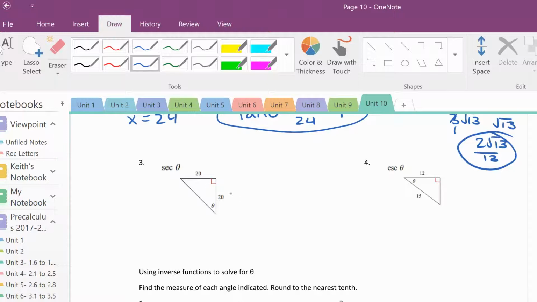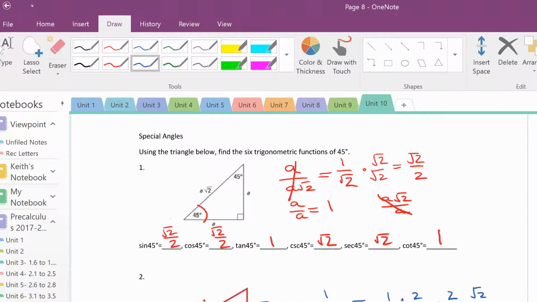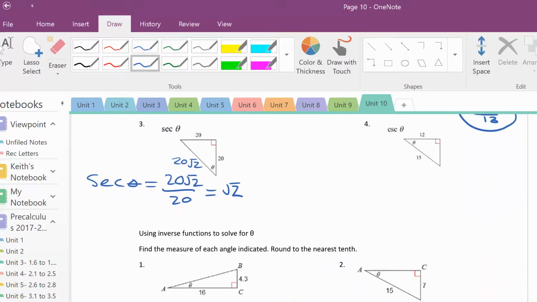Here, when you do the Pythagorean theorem, or you can realize since the legs are the same that this is going to be 20 rad 2, it's a 45, 45, 90. The secant, remember, is hypotenuse over adjacent, so it's 20 rad 2 over 20, which is equal to rad 2. And remember, that's consistent with what we did with a 45, 45, 90. The secant was always rad 2 there, so that's consistent with the fact that this is a 45, 45, 90.